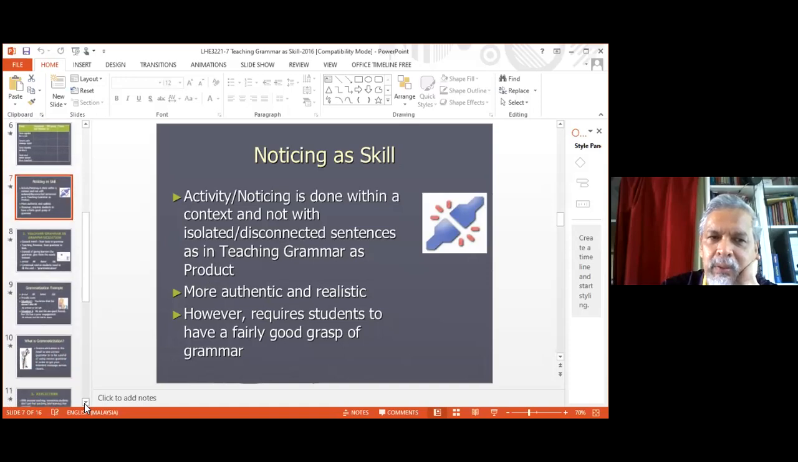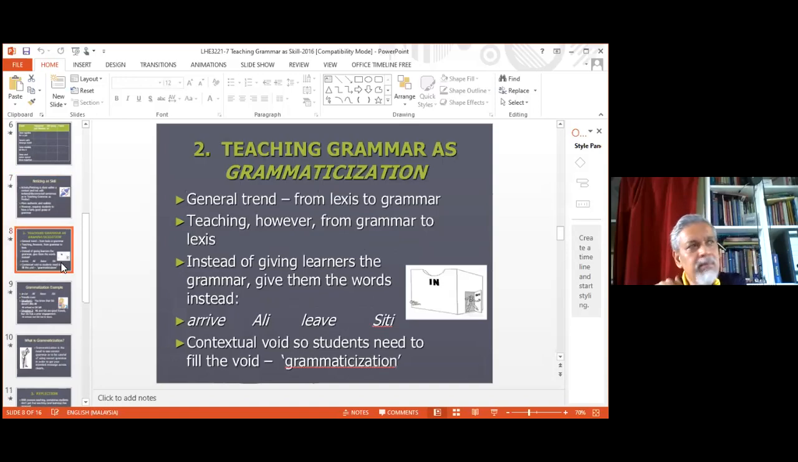So in other words, we don't just help our students to say this is right, that is wrong, this is the reason why it's right, this is the reason why it's wrong, but we need to help develop certain kinds of skills. This is a second strategy or second skill. It's called teaching grammar as grammaticization. Remember, grammaticize means you use grammar to express yourself clearly. So it's the same thing, but just slightly different because it's a teaching approach here.